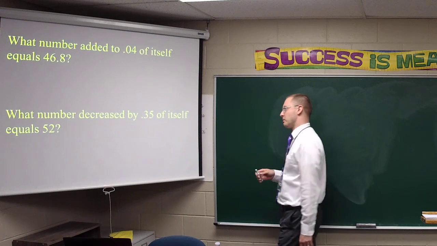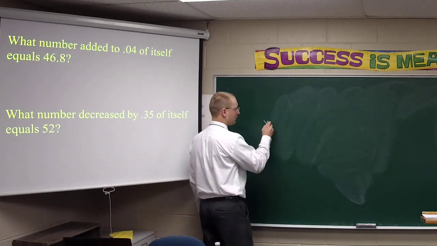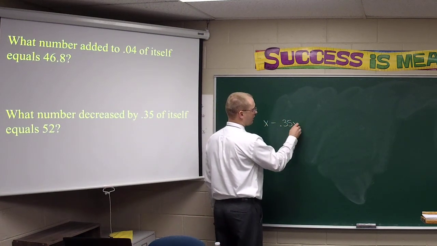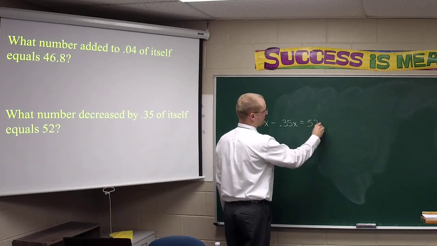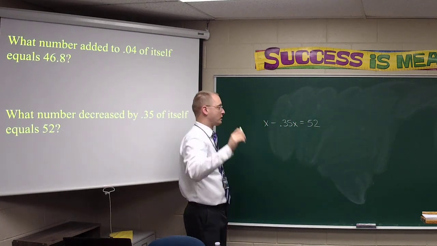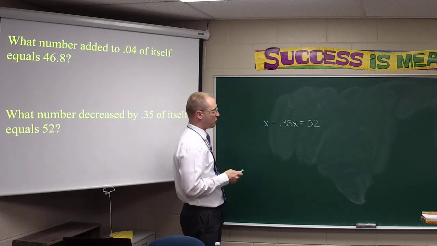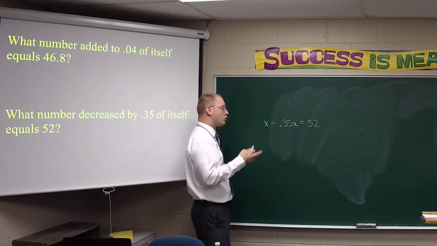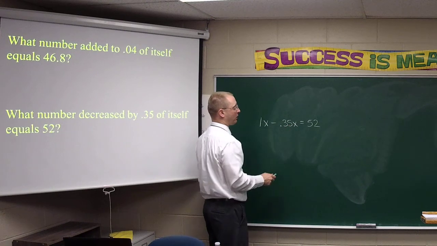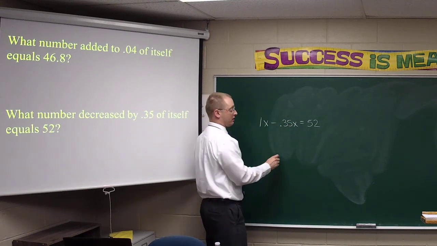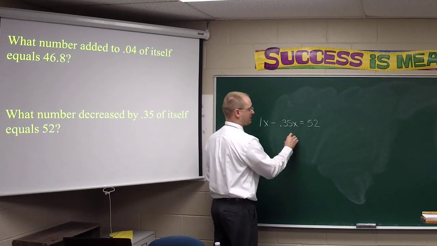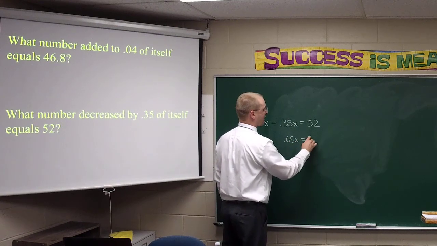And what's my equation, Michael? X minus 0.35x equals 52. How many have the same equation that Michael said? X minus 0.35x equals 52. I guess technically you don't have to necessarily move the decimal twice. You could say 1 minus 0.35 class is 0.65x, especially since you have a calculator.